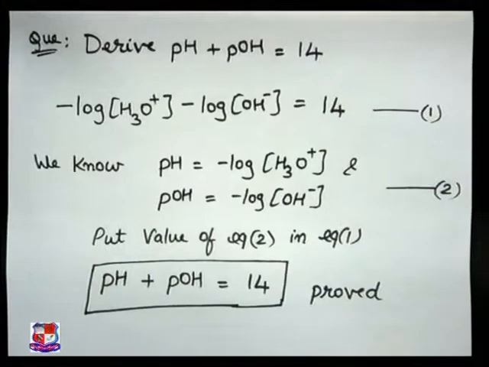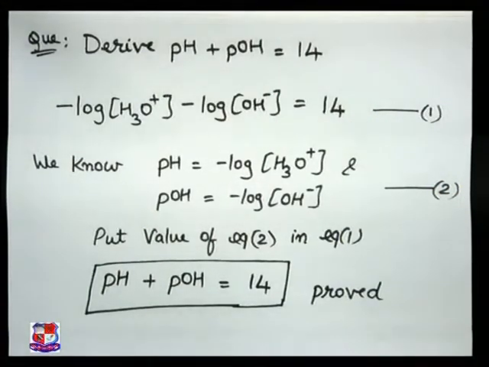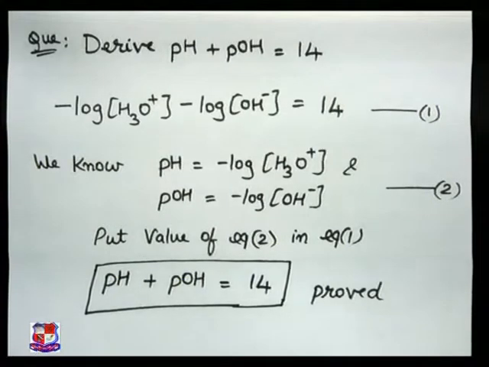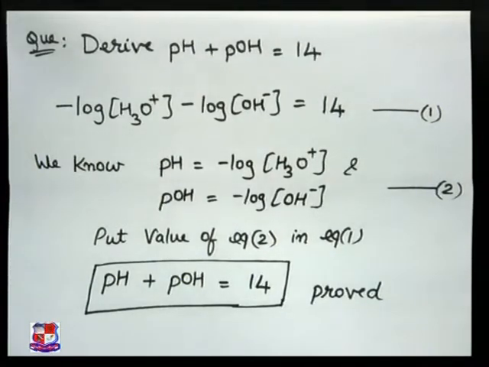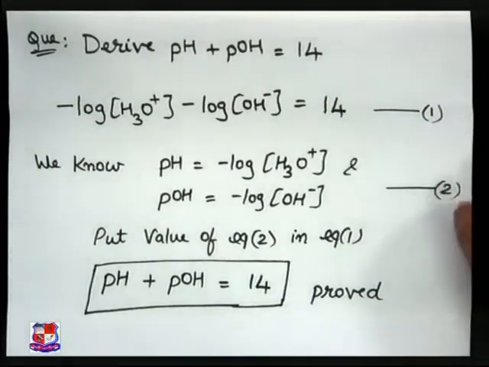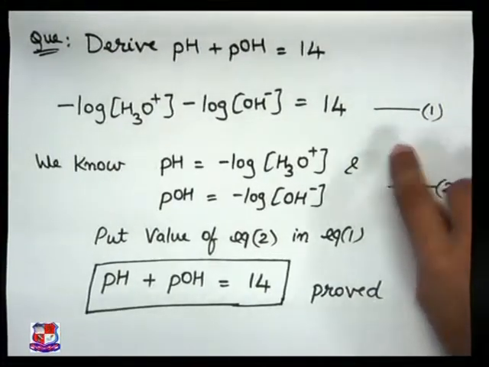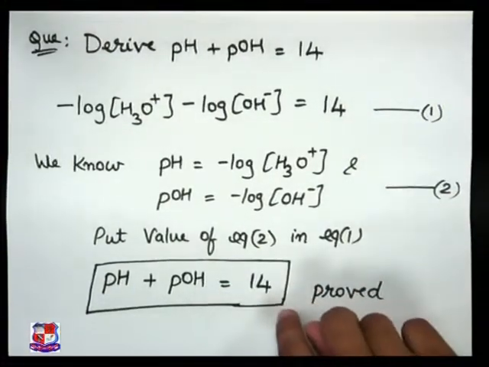If you see here, we are aware that pH equals minus log of H3O+ and pOH equals minus log of OH-. If I put these two values of equation 2 into equation 1, then I get pH plus pOH equal to 14.